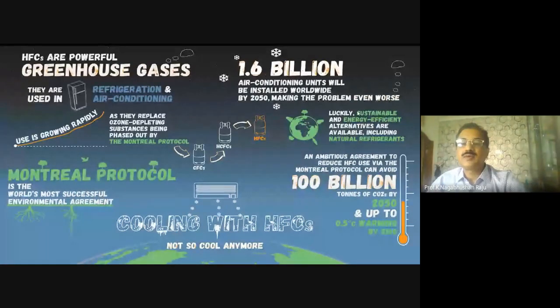Luckily, sustainable and energy efficient alternatives are available, including natural refrigerants. And the Montreal Protocol came with an ambitious agreement to reduce hydrofluorocarbons. Because of this, the target was to avoid 100 billion tons of carbon dioxide equivalent by 2050, and reduce global warming by 0.5 degrees centigrade by 2100. To that extent, the Montreal Protocol is considered to be successful.